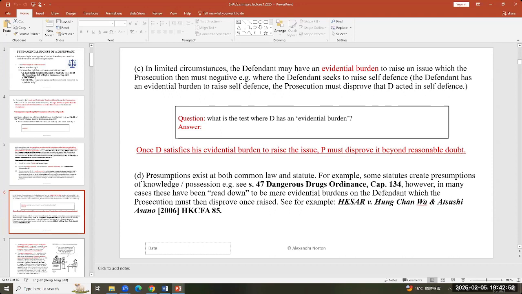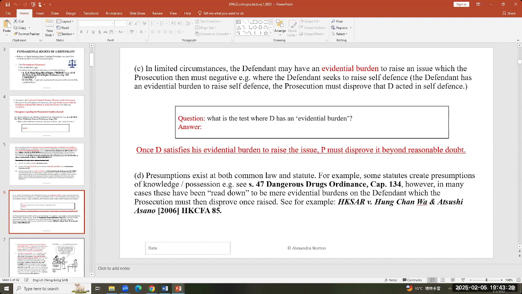And you'll remember that the test for the legal persuasive burden and the evidential burden is different. Where the defendant has the evidential burden, he just has to establish a prima facie case. In other words, some evidence that is not fanciful. It's a very low threshold burden, as opposed to where the prosecution has the legal burden of proof in a criminal case. They have to prove the elements of the offense beyond reasonable doubt. That's a very high burden.